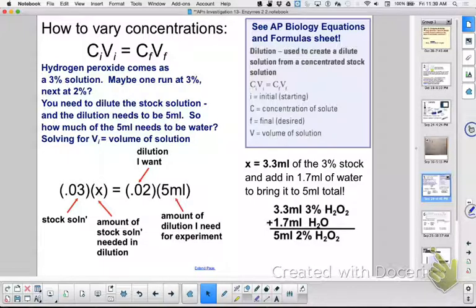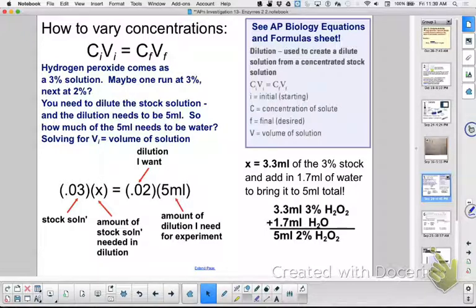I can't make it more concentrated. I can't take a 3% and make it a 5%, right? Because I can't make it more hydrogen peroxide, right? It comes as it comes. I can only dilute it. And the dilution I want, in this case, was a 2%. And I want 5 mils of a 2% solution.